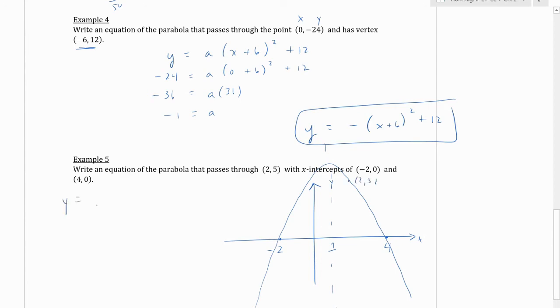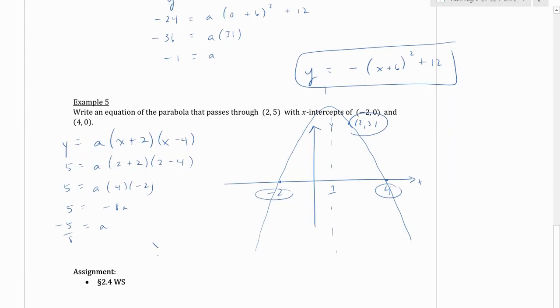So I could do intercept form. There's some number up front. To get -2 as an x-intercept, I'd have to have one factor be x plus 2. To get 4 as an intercept, one factor would have to be x minus 4. And then I can use that (2, 5). y is 5 when x is 2. So that a value is -5/8. So if I wrote it in intercept form, it would be this.